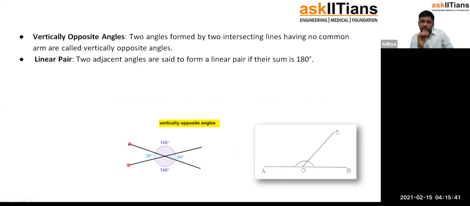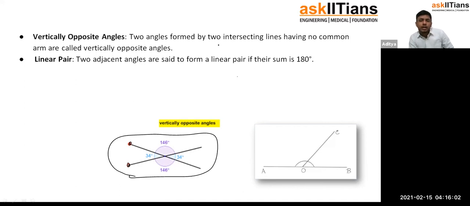Vertically opposite angles: two angles formed by two intersecting lines having no common arm are called vertically opposite angles. So let's say there are two intersecting lines. Even in this figure, it is shown very nicely. These are two intersecting lines, okay?